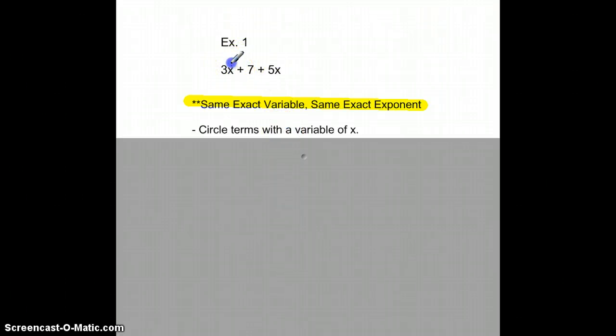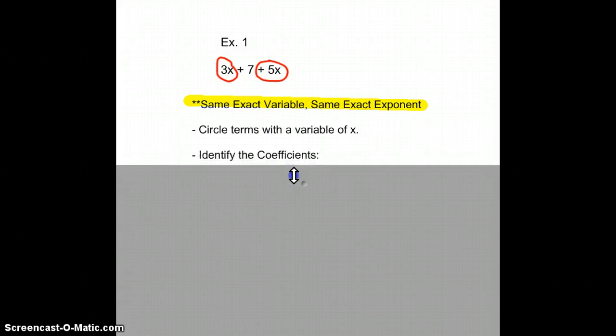So I see an x here, so I'm going to circle this whole term. I see another x here, so I'm going to circle the entire term. And I'm even going to circle the sign in front of it. In this case it's a positive, but a lot of times when it's a negative sign, if we don't think of it as going with this term, we get confused. So remember, whatever sign is in front of the term stays with it. Let's identify our coefficients here. A coefficient is the number that's being multiplied by the variable, or the number in front of the variable, essentially. So our coefficient with this first term is 3. Our coefficient in the second term is a 5.